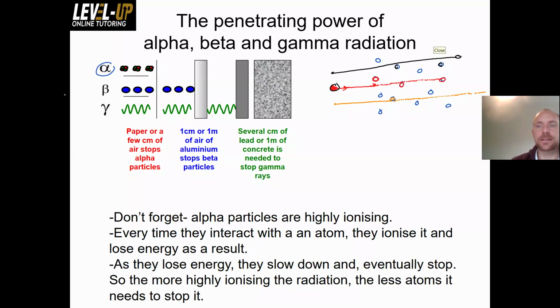So here is your summary of that. Don't forget, alpha particles are highly ionizing. Every time they interact with an atom, they ionize it and lose energy as a result. As they lose the energy, they slow down and eventually stop. So the more highly ionizing the radiation is, the fewer atoms it needs to stop it. And as a result, you get those patterns of penetration power or absorption.